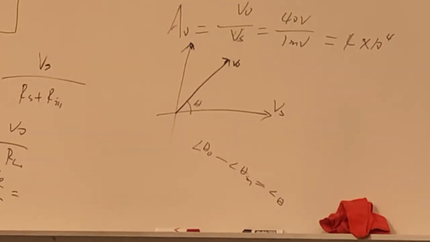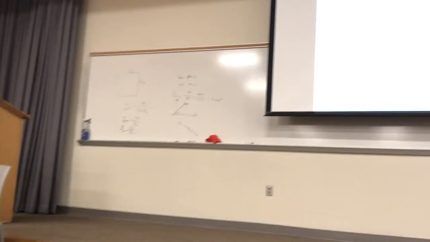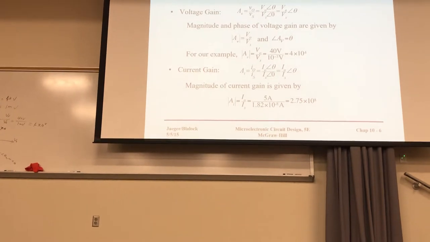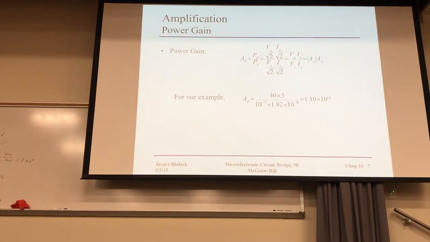So how to calculate the degree theta? It's just the output phase. For example, you have an input voltage Vs, and you have an output voltage Vo, right? So the theta here is just this degree. It's just theta out minus theta in equal to the theta. Okay, so the theta mentioned here is the phase difference between the input and output. So that's the current gain. And I believe the theta of the current gain is exactly the same as the theta of voltage gain. Okay.